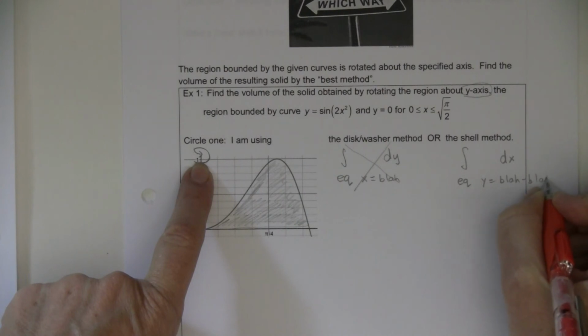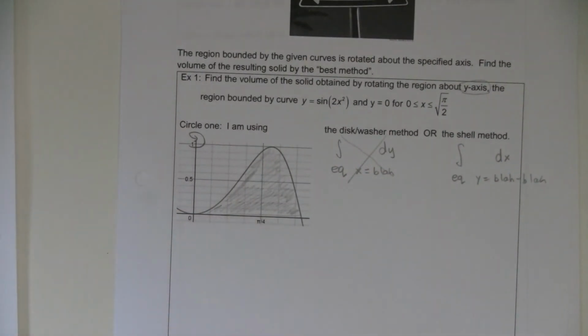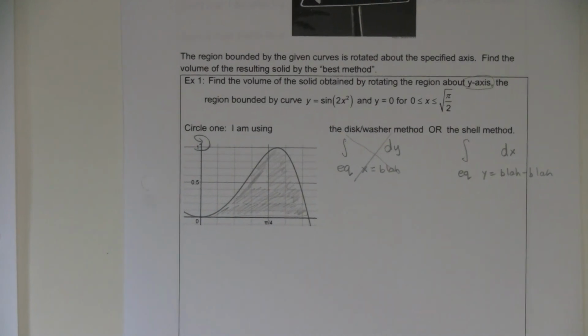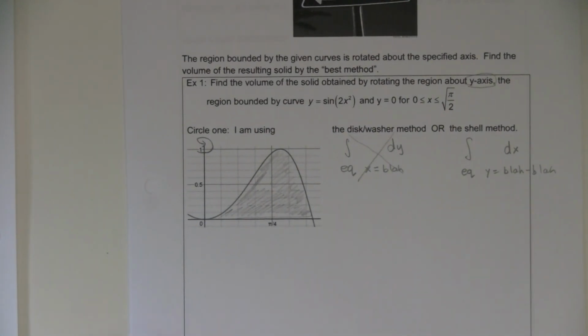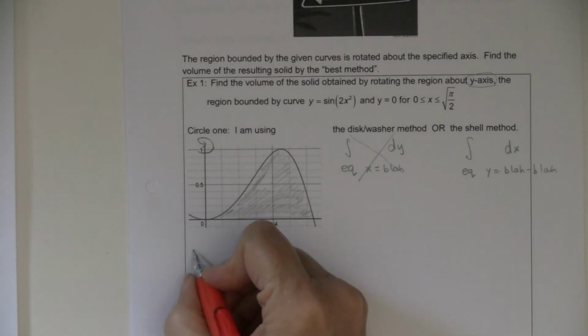Blah, blah, blah, right? Y equals blah, blah, blah, and that's what I have. And so I'm like, oh, perfect. It needs to be the shell method. So in order to use the shell method, you first have to come up with your h.